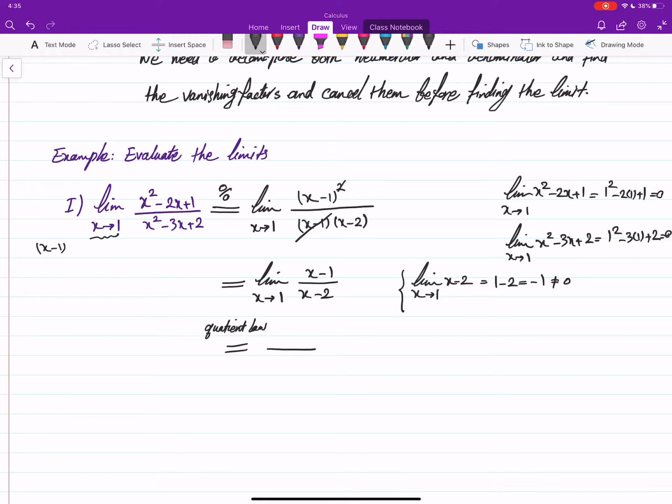and we will get the limit of x minus 1 as x goes to 1, and the limit of x minus 2 as x goes to 1, and plug in 1 minus 1 and 1 minus 2, because these are polynomials. Now 0 over -1 gives us 0. That's it. The limit of this function, which originally turned out to be an indeterminate form, is 0.